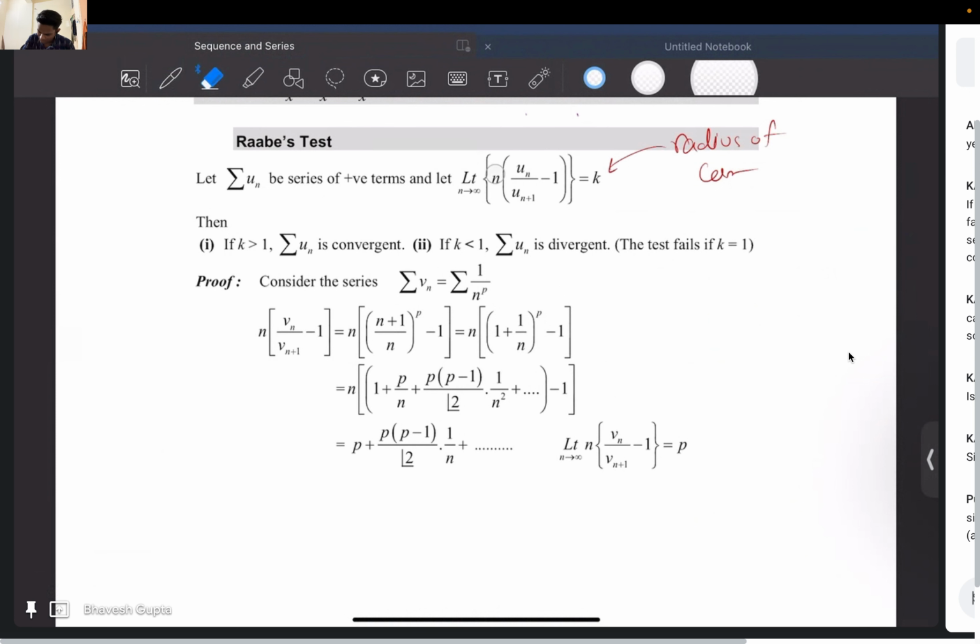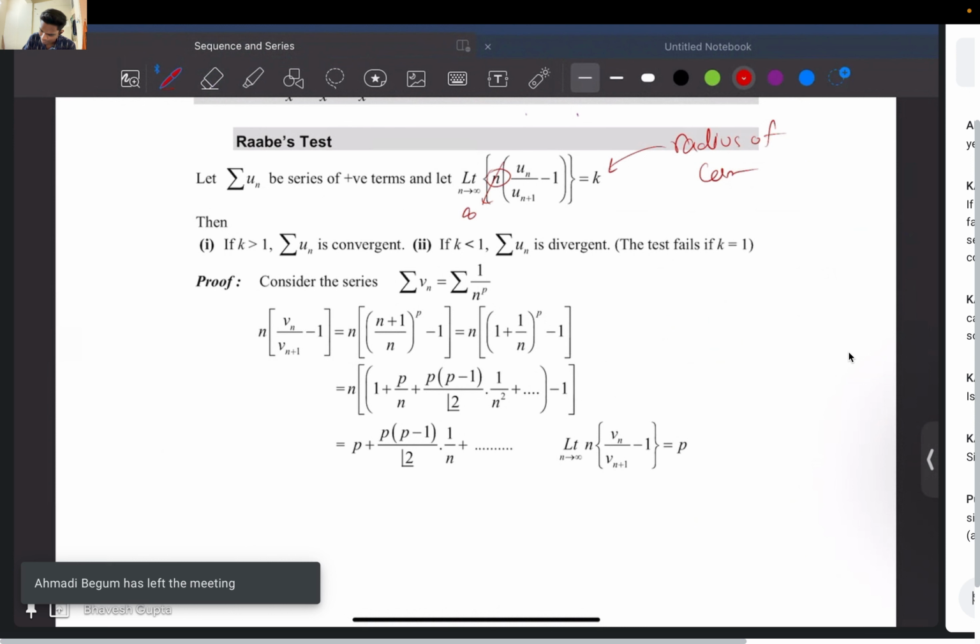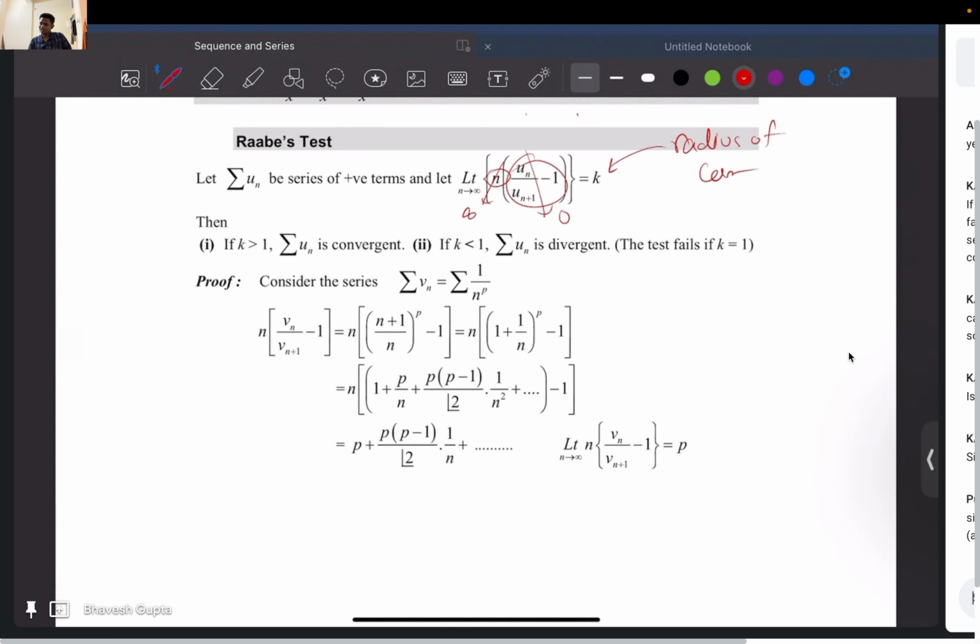You can see this part is trying to go to infinity, right? And this whole part is trying to go to 0. And they have constructed it in such a way that they give you this radius of convergence. The motivation behind the Raabe test is to basically calculate the radius of convergence. And in doing so, he came up with this result actually.